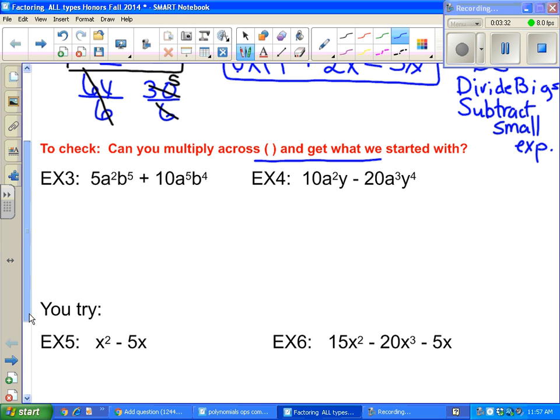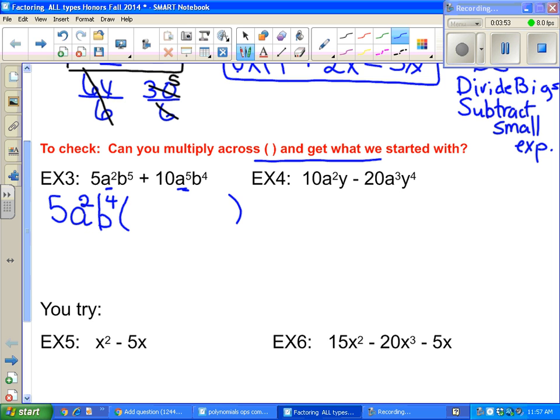Number 3. Okay, the first question again: what goes into 5 that goes into 10? The answer is 5. What's the greatest number of a's that I can pull out? I can pull out a to the second. What's the greatest number of b's I can pull out? I can pull out b to the fourth. So that's the greatest number of a's and the greatest number of b's that I can pull out.